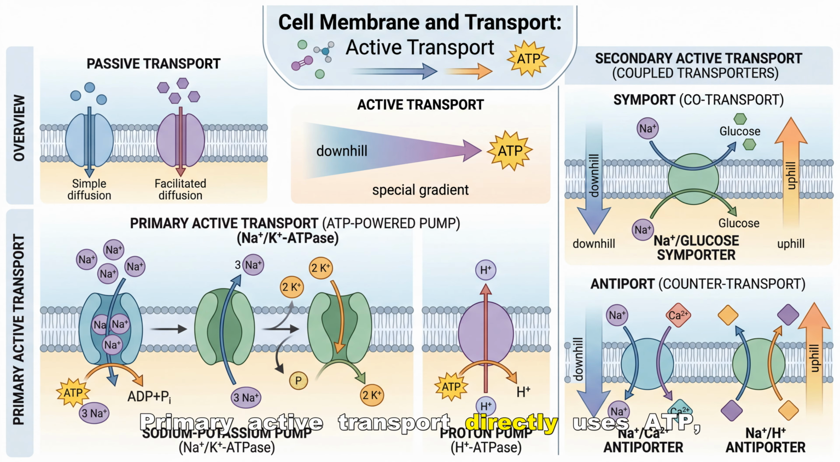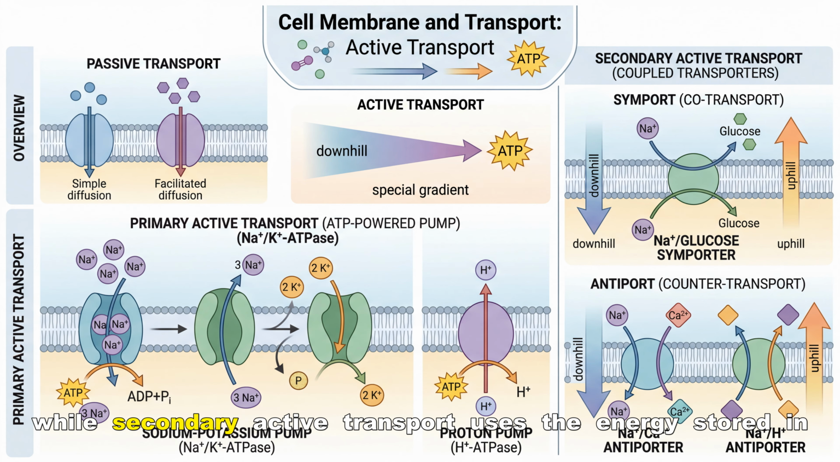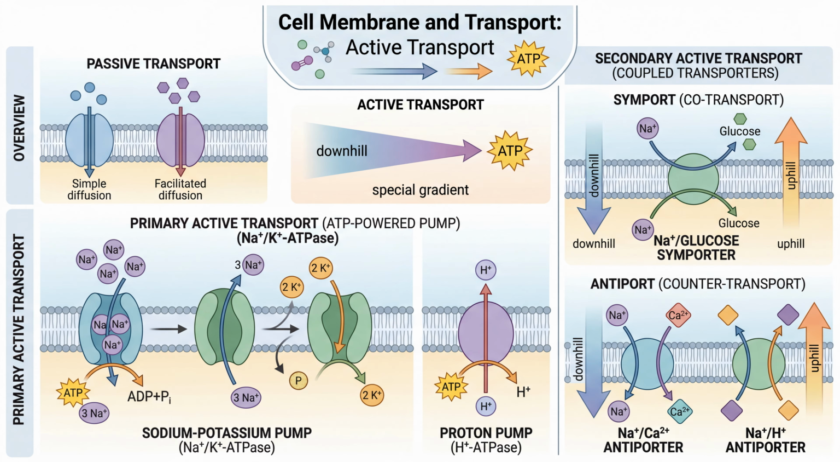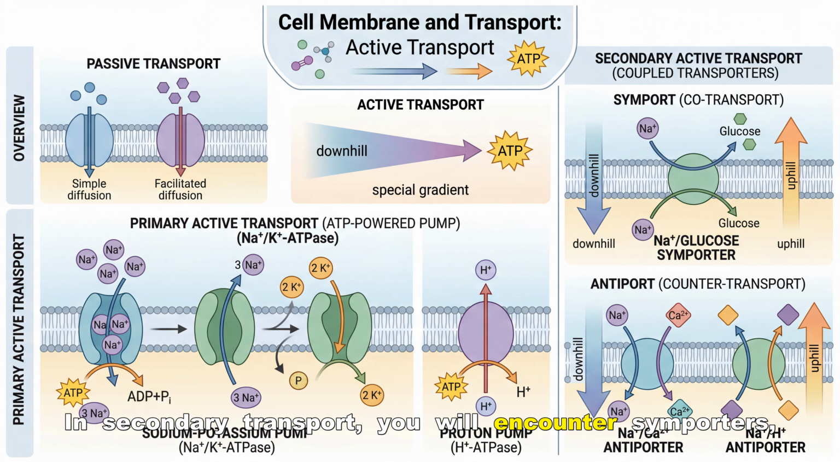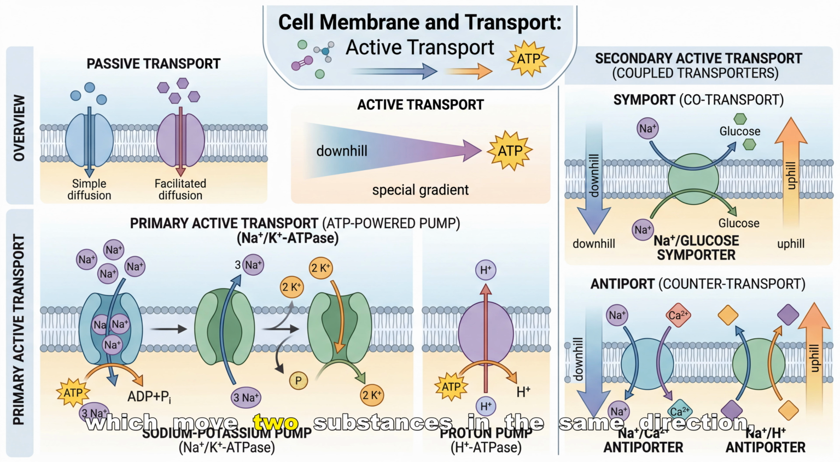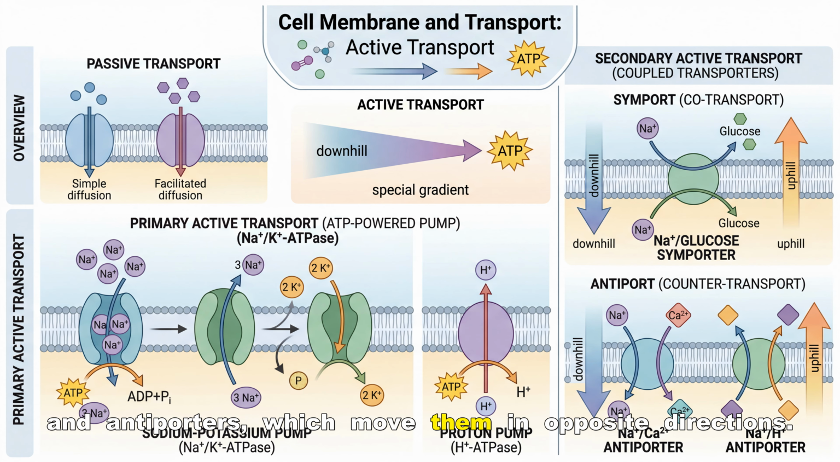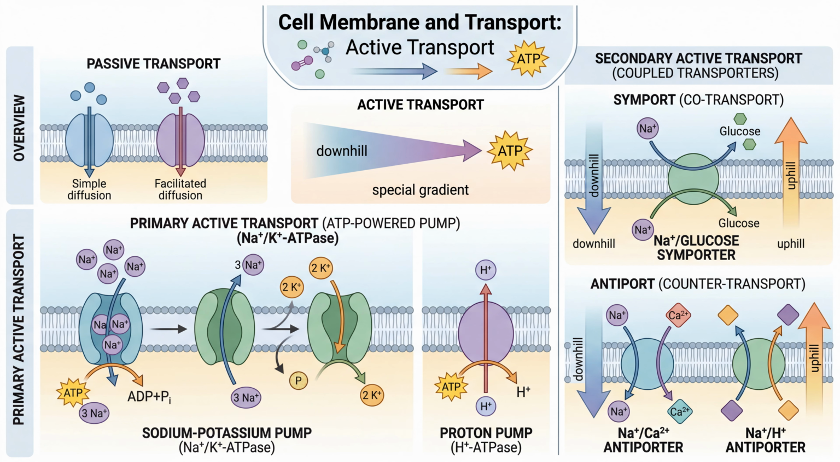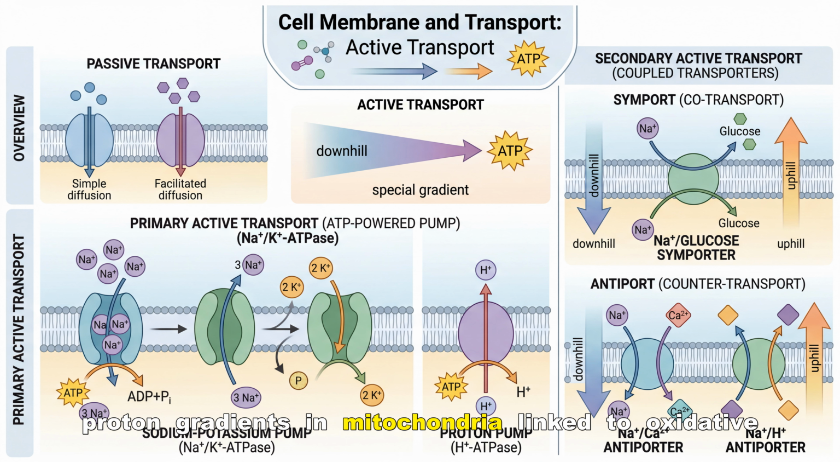Primary active transport directly uses ATP, while secondary active transport uses the energy stored in ion gradients established by primary transporters. In secondary transport, you will encounter symporters, which move 2 substances in the same direction, and antiporters, which move them in opposite directions. On the MCAT, this often appears in passages about glucose uptake in the intestines via a sodium-glucose symporter or proton gradients in mitochondria linked to oxidative phosphorylation.